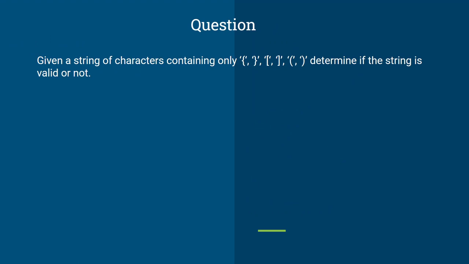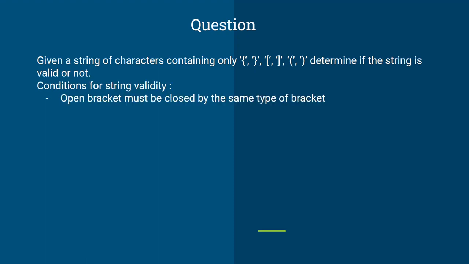You are given a string which will have only 6 types of characters, closed and open brackets of these 3 types. We just need to determine if the string is valid or not. What are the conditions for string validity? An open bracket must be closed by the same type of bracket, which we already know, right? For example, this is valid and this is not valid.